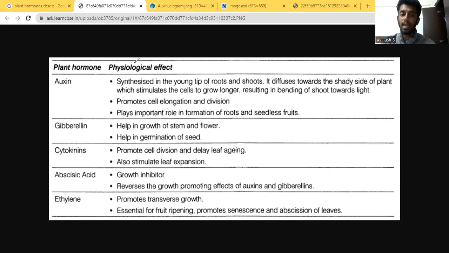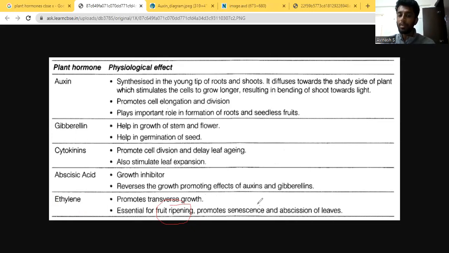So ethylene is used for transverse growth. What do I mean by transverse growth? The sidewise growth of the plant. That is taken care of by ethylene. And also it is a very important hormone that helps the fruits to ripen. For example, if there is a raw mango, for the raw mango to become ripe, ethylene is an important hormone that is naturally present in them.